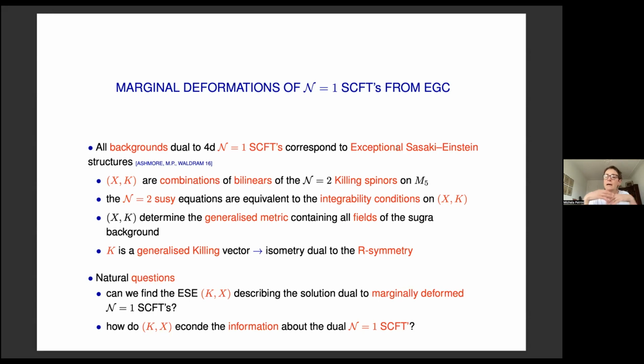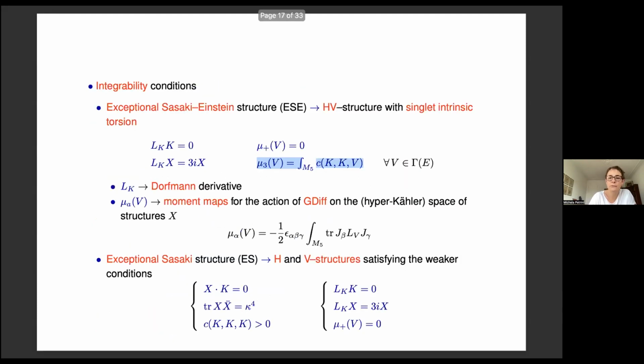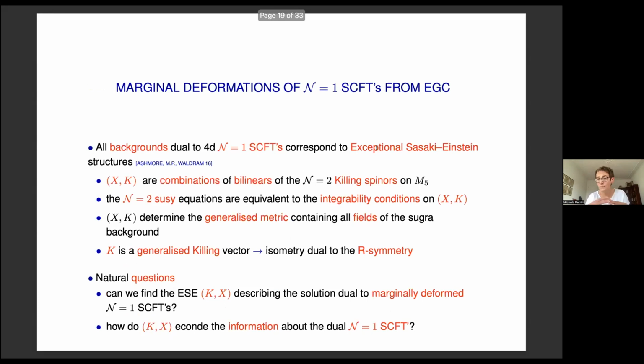The idea is that, as I quickly said before, we take the Killing spinors satisfying the supersymmetric conditions in type IIB. We split them according to the spinors on AdS5 and the spinors on the internal manifold, and this X and K can be built as tensor products of the N=2 Killing spinors on M5. And one can prove that the supersymmetry conditions of N=2 supersymmetry are equivalent to these conditions I've written here. So they can be rephrased as the fact that our HV structure that we build out of the spinors on the internal manifold must have singlet intrinsic torsion. So you see, it's really a parallel with what we know about Sasaki-Einstein.